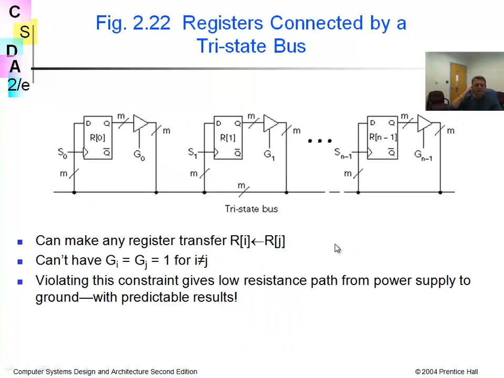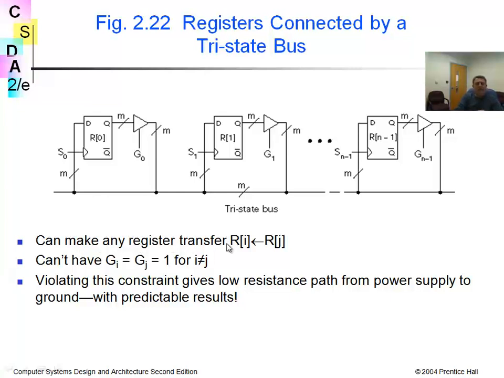And here are registers connected by a tri-state bus, which means this is a tri-state. We have D flip-flops, and the output of the D flip-flops goes through a gate. Basically, I am controlling the output of these D flip-flops by having these enablers, keeping them at 0. Once I turn any one of them to 1, the output of that flip-flop is going to get onto the bus.